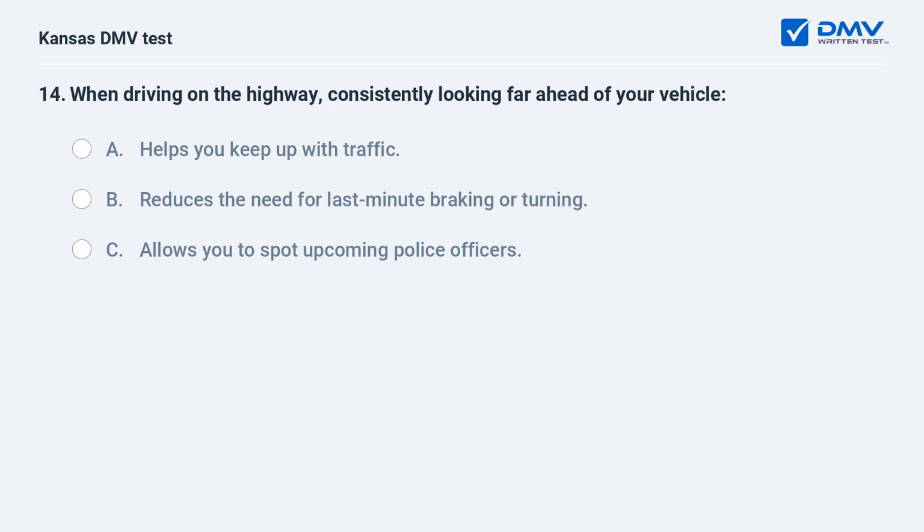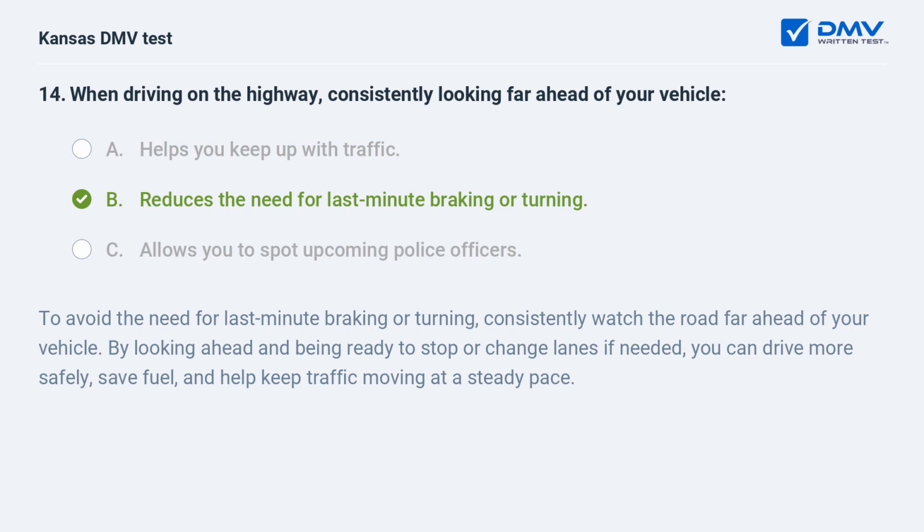When driving on the highway, consistently looking far ahead of your vehicle, A. Helps you keep up with traffic. B. Reduces the need for last-minute braking or turning. C. Allows you to spot upcoming police officers. B. Reduces the need for last-minute braking or turning.